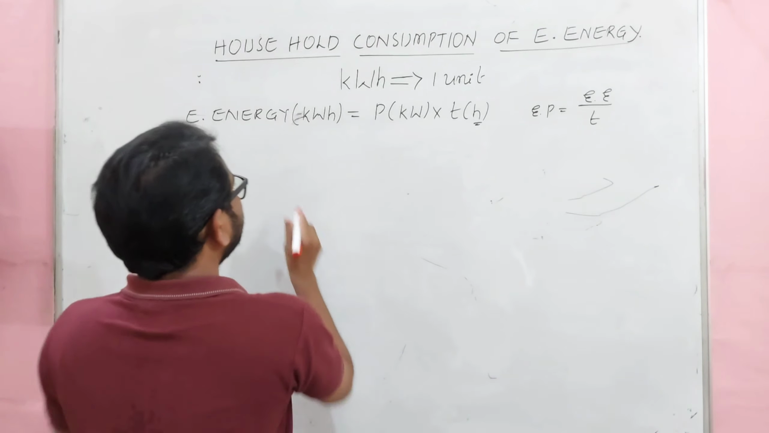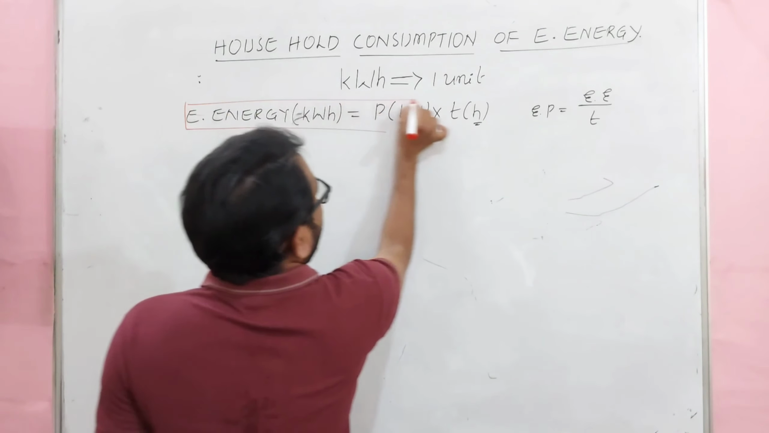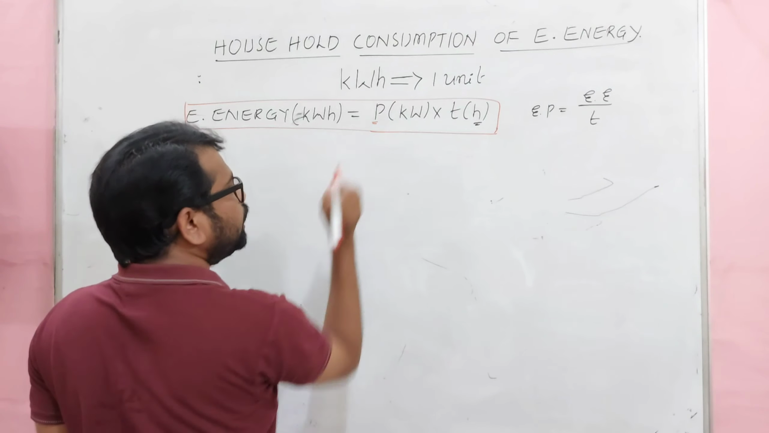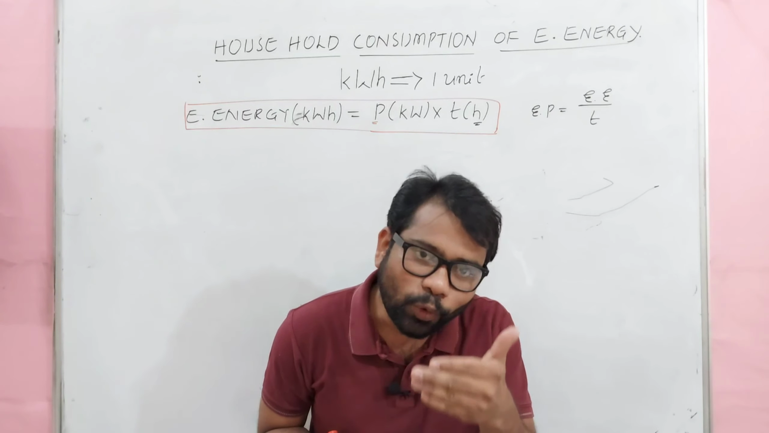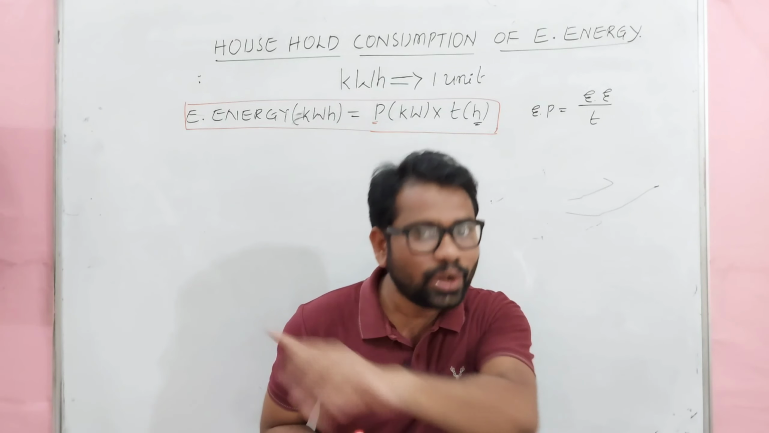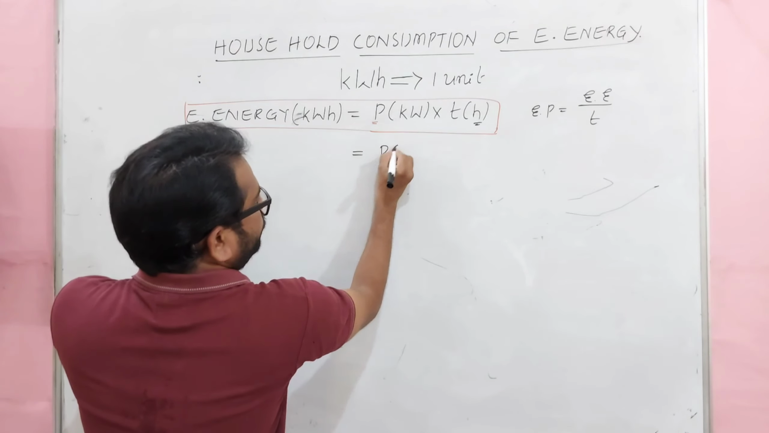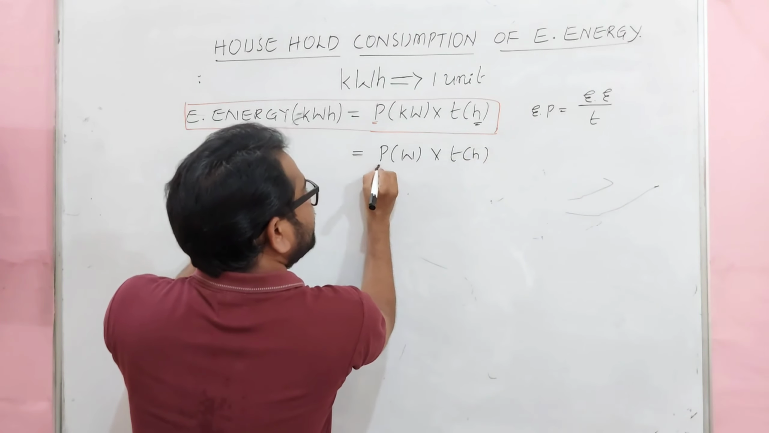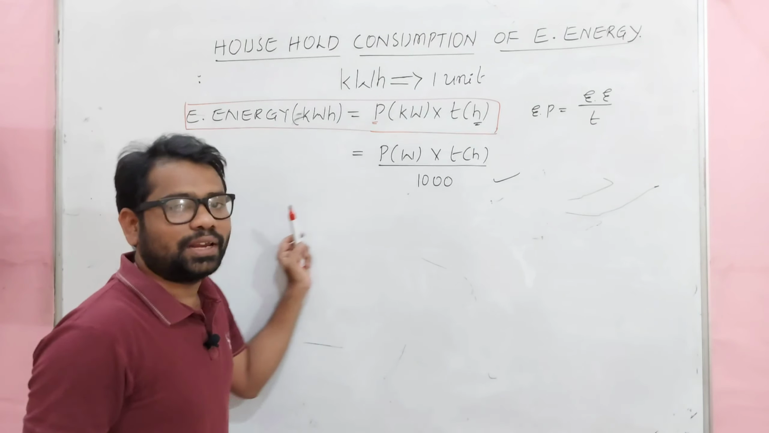So children, this is the main formula which we use to calculate the electrical energy. It's a very important thing: power must always be in kilowatt. But you may get a doubt, sir, if power is not given in kilowatt, what do we have to do? We have to convert that watt into kilowatt. How? Like this. If power is given in watt and time is given in hours, then divide by 1000, and you can calculate the electrical energy.